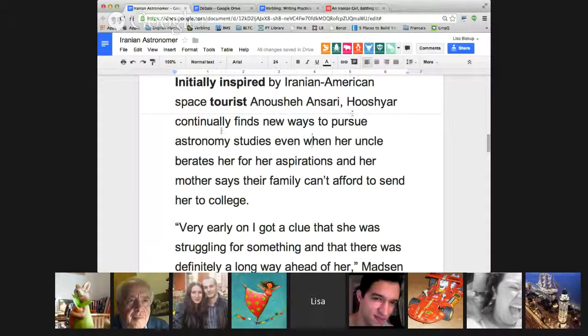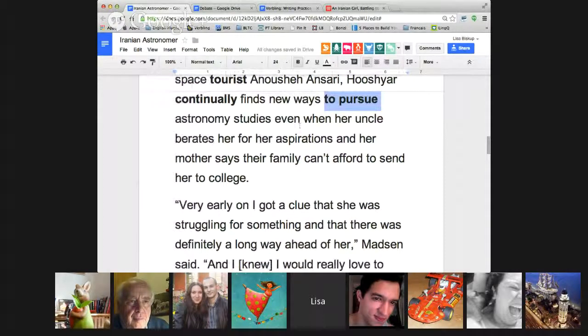Anyways, Hushyar, the girl, she's continually finding new ways. So continually means always. She's always finding new ways to pursue, to go after or to continue her studies. To pursue something means to go after it or to continue working on it. So she's always pushing herself forward, studying more and more astronomy, even when her uncle berates her. That means he puts her down. He says negative things to her because of her aspirations. Her aspirations are her dreams, her desires, her goals, the thing that she wants to achieve.